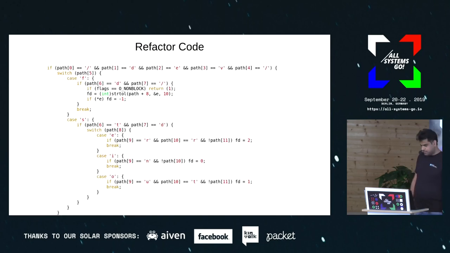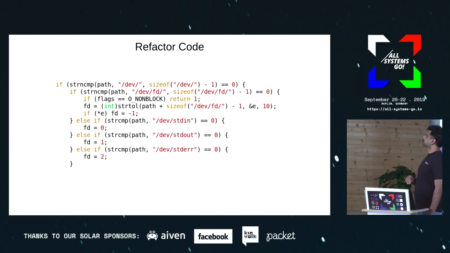So now you have dropped about 80% of the code, and you are left with 20%. What do you do with it? You start refactoring it. What about this code? What is it doing? It's doing string comparison. It's trying to compare paths under the /dev directory. It's assigning a variable fd based on the path under /dev. And this code is so much easier to read.